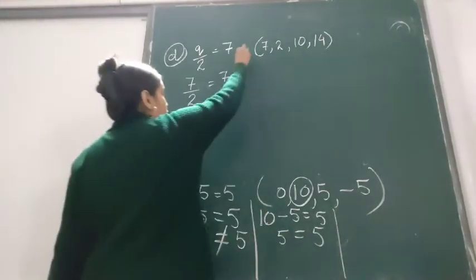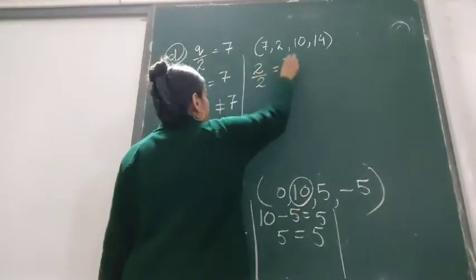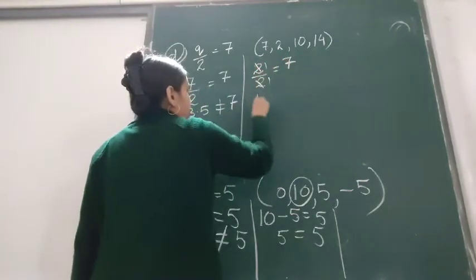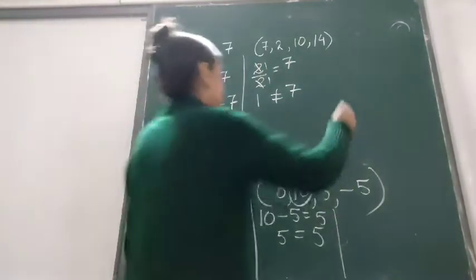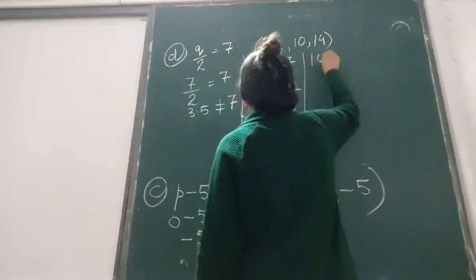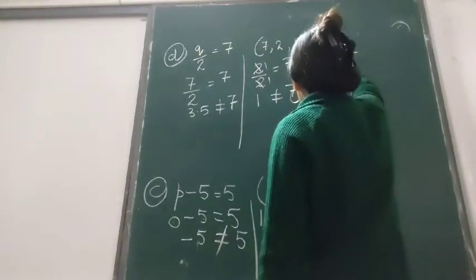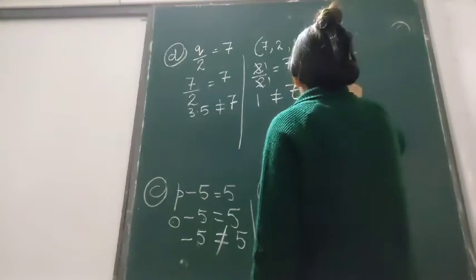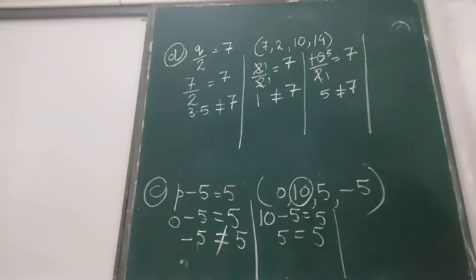Okay, so it is not satisfying. We go to the next, 2. 2 by 2 is equal to 7? The answer is 1. Are they equal? No. So we go to the third option, that is 10. 10 by 2 is equal to 7? 2 ones are 2 and 5 twos are 10, so this is 5, which is not equal to 7. That means 10 is also not satisfying.